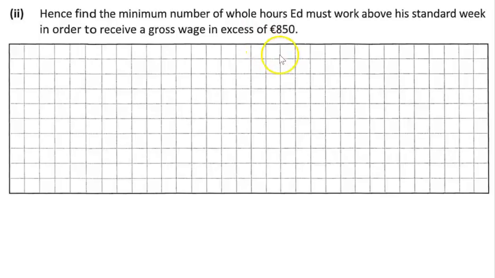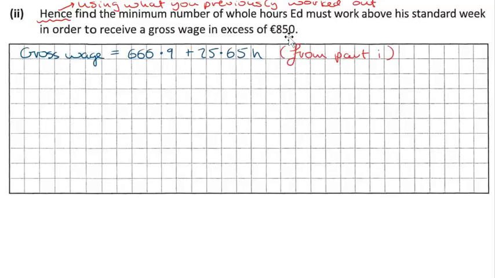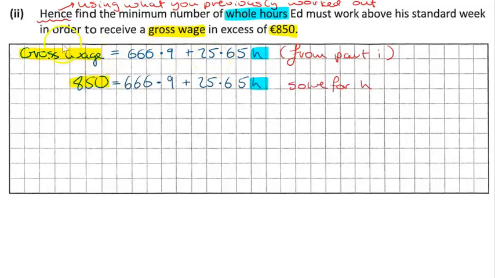So we want to figure out when he earns at least 850 euro. So he might earn above that, that's fine, but he has to earn at least 850 euro. So how many hours must he work so that he comes out with at least 850 euro? So we start with the formula. From part 1, gross wage is equal to 666.9 plus 25.65H. We're going to replace gross wage with 850. So that was given in the question. And then we're going to solve for H. We're going to get H on its own.